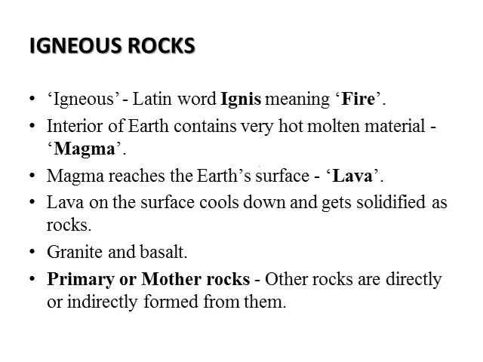The best examples of igneous rocks are granite and basalt. Igneous rocks are considered primary or mother rocks because other rocks are formed directly or indirectly from them. The sedimentary and metamorphic rocks are formed directly or indirectly from igneous rocks, so they are called primary or mother rocks.